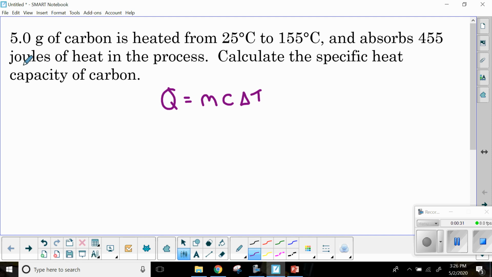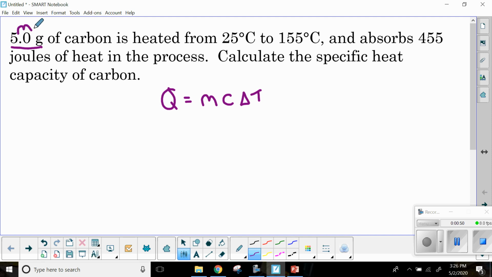So I've got this example problem where it says 5 grams of carbon is heated from 25 degrees Celsius to 155 degrees Celsius and absorbs 450 joules of heat in the process. Calculate the specific heat capacity of carbon. Let's define some variables.